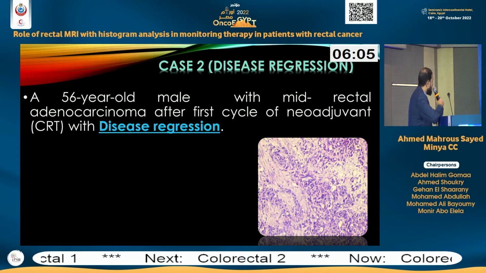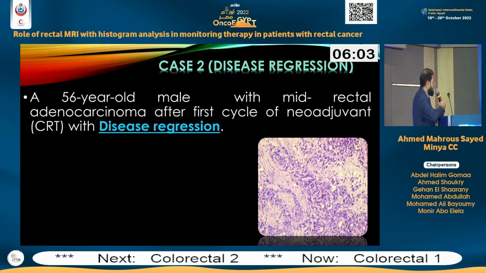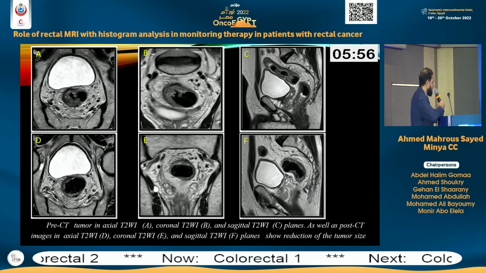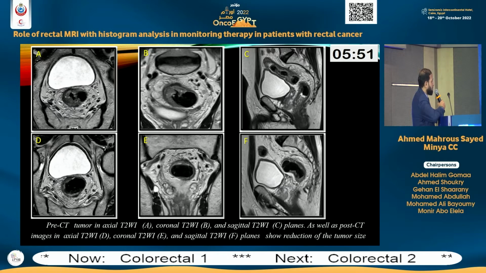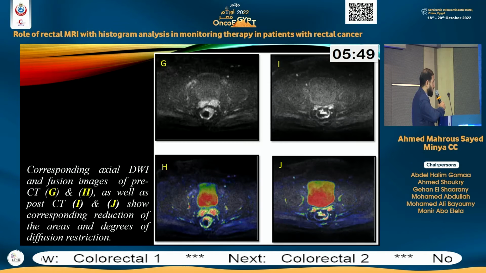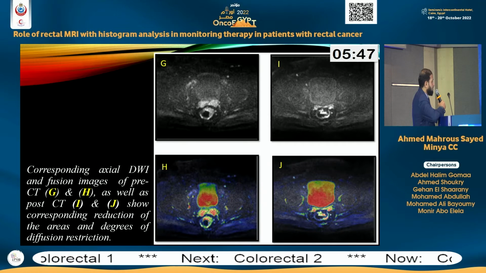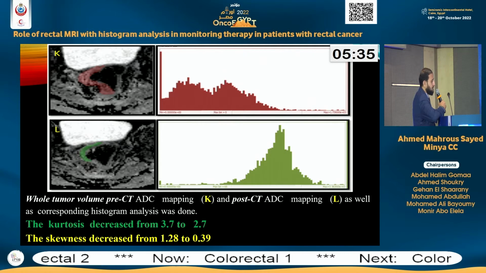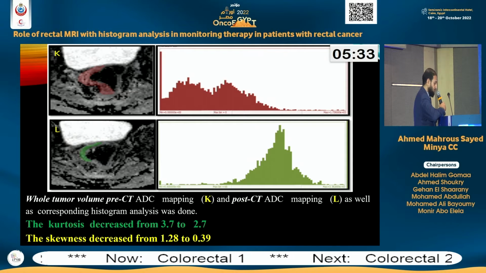Another case with adenocarcinoma, where also the patient had disease regression. We can see here in the upper row there is a rectal cancer with a good response depicted by reduction of the tumor volume in the axial, coronal, and sagittal planes, denoting good response. Also, the diffusion images depict a reduction in the overall diffusion restriction of the lesion, and this was markedly correlated with our histogram, where we can see there is a shift to the right side as well as reduction of the peak.